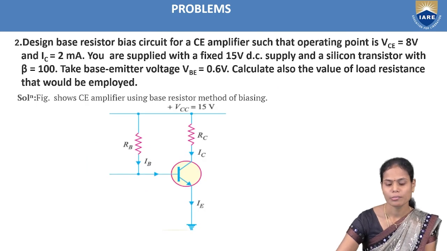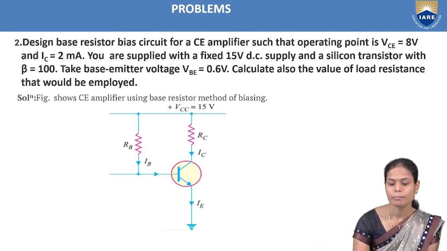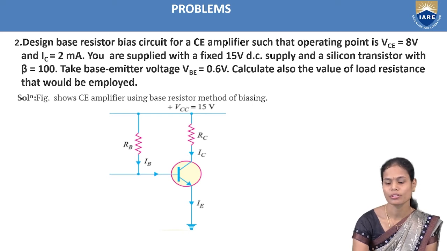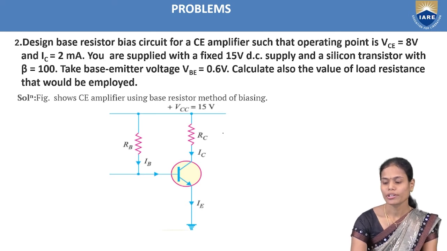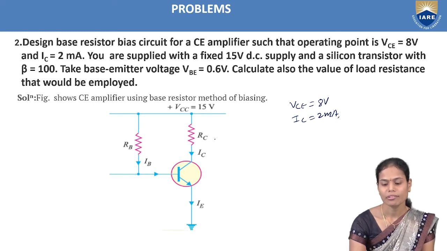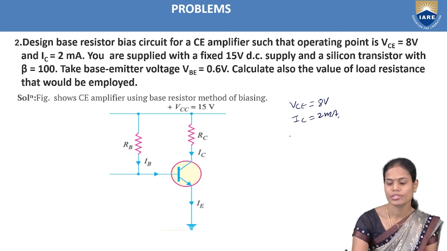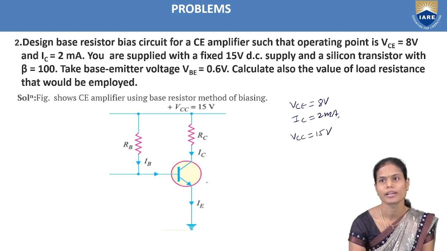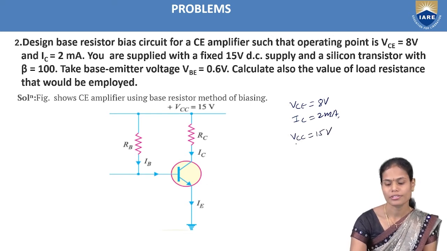And the next problem is to design a resistor bias circuit, that is nothing but again a fixed bias circuit for a CE amplifier. For the operating point, they have already given VCE equal to 8 volts, IC equal to 2 milliamps. And you are supplied with a fixed 15 volts DC, that is nothing but VCC equal to 15 volts, and a silicon transistor.